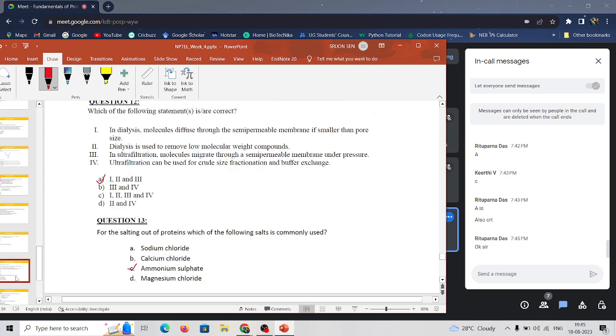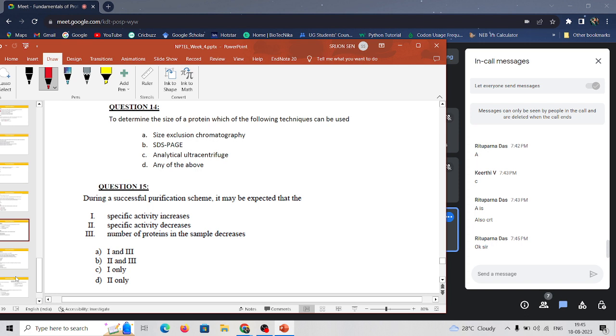So where did it go? Okay. To determine the size of the protein, which of the following techniques can be used? Which technique can you use to determine the size of the protein?